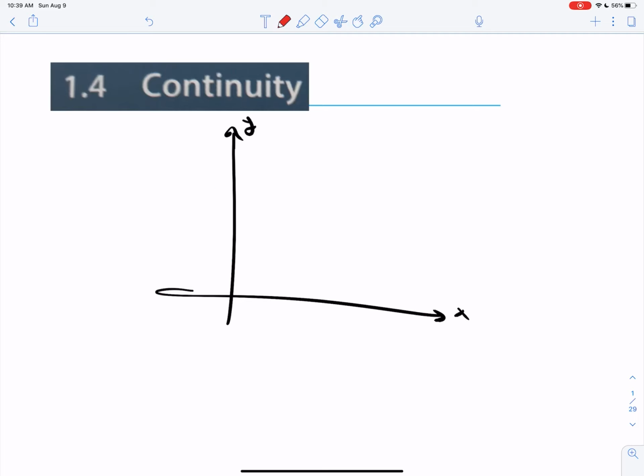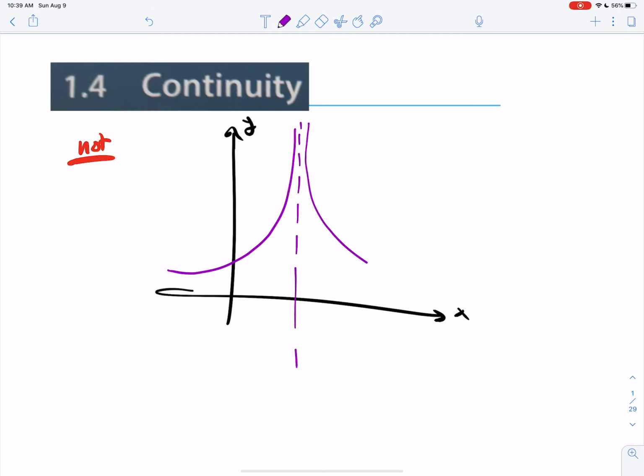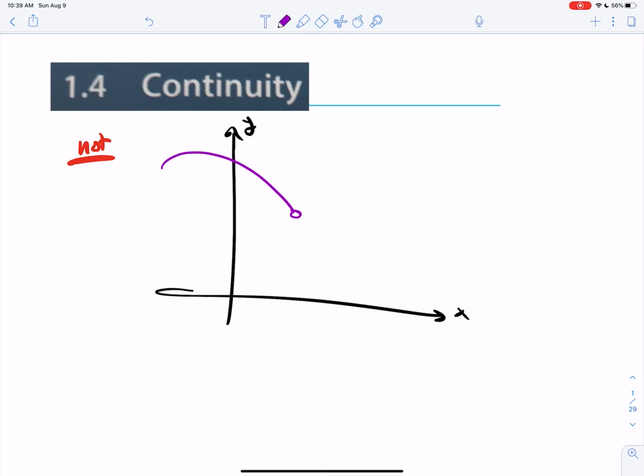Okay? But this is not a continuous function. Here we go. One more time. This is not a continuous function. I'll give you one more. This is not a continuous function.